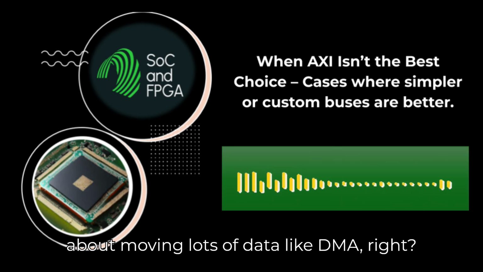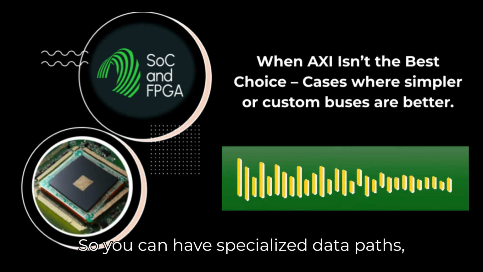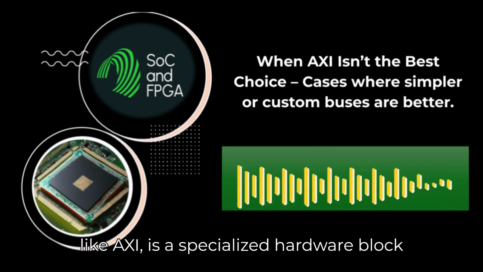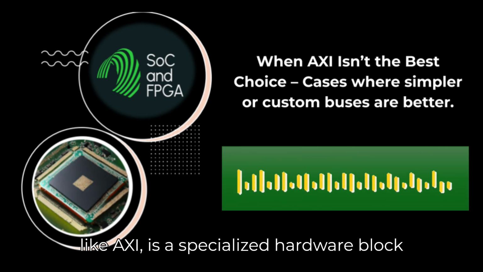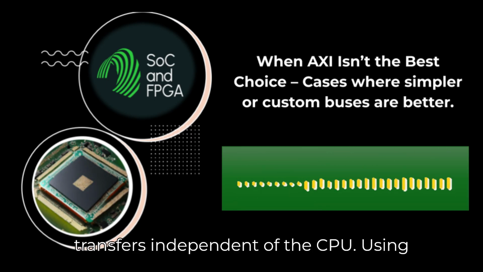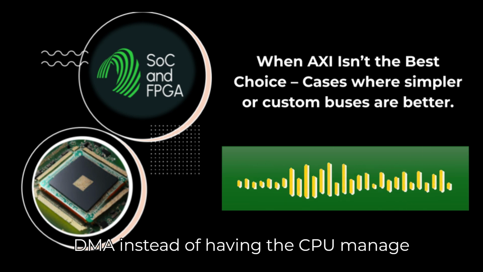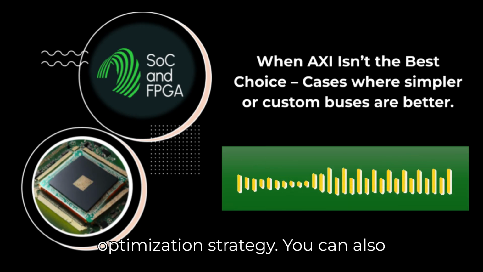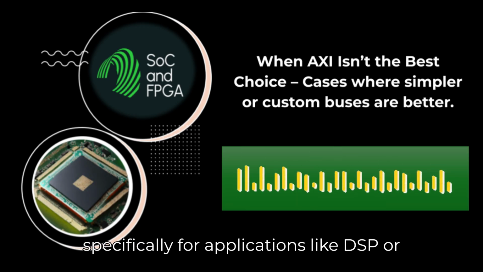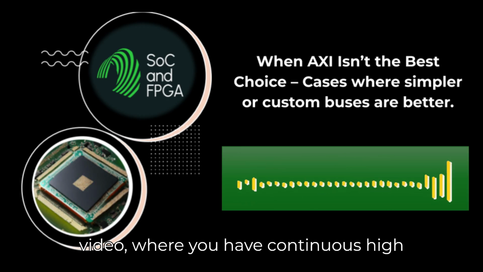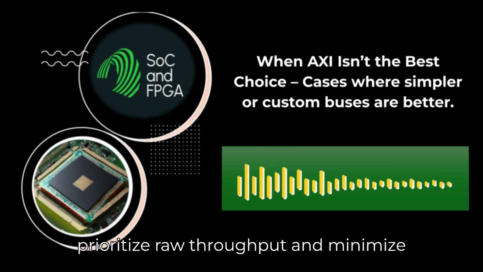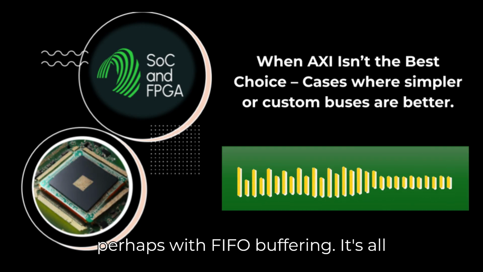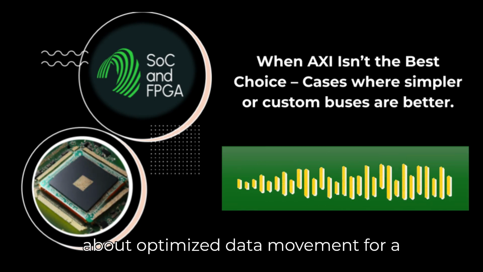And what about moving lots of data, like DMA? Right, so you can have specialized data paths. DMA itself, direct memory access, while often interacting with standard buses like AXI, is a specialized hardware block designed for efficient, large-scale data transfers independent of the CPU. Using DMA instead of having the CPU manage transfers over AXI is a common optimization strategy. You can also design custom streaming interfaces specifically for applications like DSP or video, where you have continuous high-volume data flow. These interfaces prioritize raw throughput and minimize protocol overhead, often looking like simple point-to-point connections, perhaps with FIFO buffering. It's all about optimized data movement for a specific task.